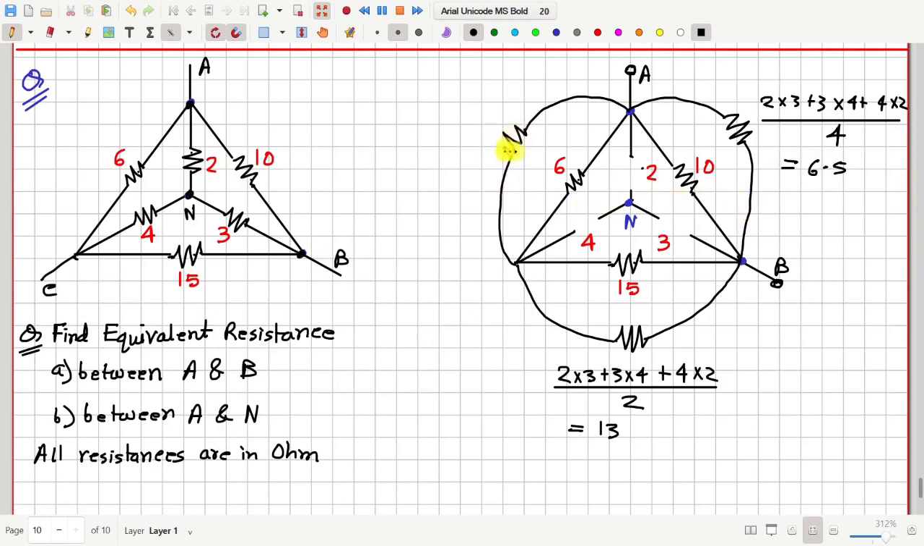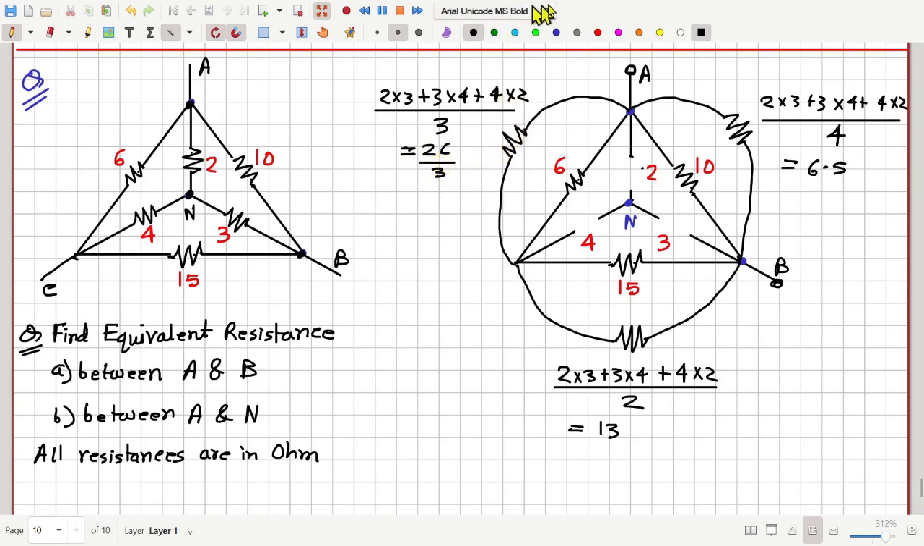And then finally, how much will be this? This will again be 2 into 3 plus 3 into 4 plus 4 into 2, whole divided by the opposite side resistance which was there earlier, that is 3, and this is equal to 26 by 3.